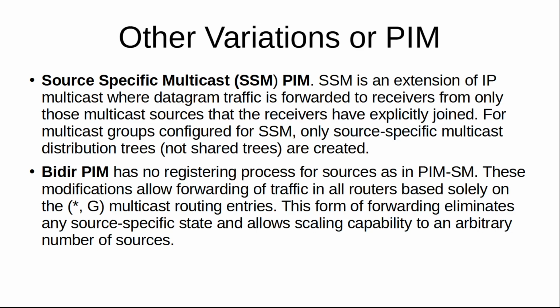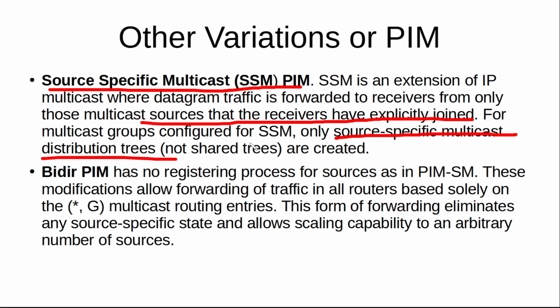There are other variations of PIM, such as source-specific multicast. In this solution you will need to use IGMP version 3 to let receivers explicitly tell what sources they are willing to receive information from. This solution will use only source-specific multicast distribution trees. They will never use shared trees.